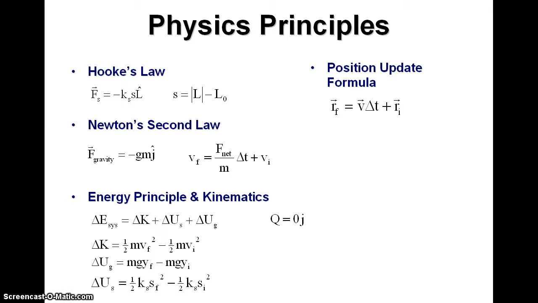To calculate our system's change in total energy, I used the energy principle, assuming that the total thermal energy change of our system is equal to 0. As you can see, the total change of our system's energy is equal to the change in kinetic energy plus the change in gravitational and spring potential energies. I used the following formulas to calculate the change in kinetic energy, the change in gravitational potential energy, and the change in spring potential energy.